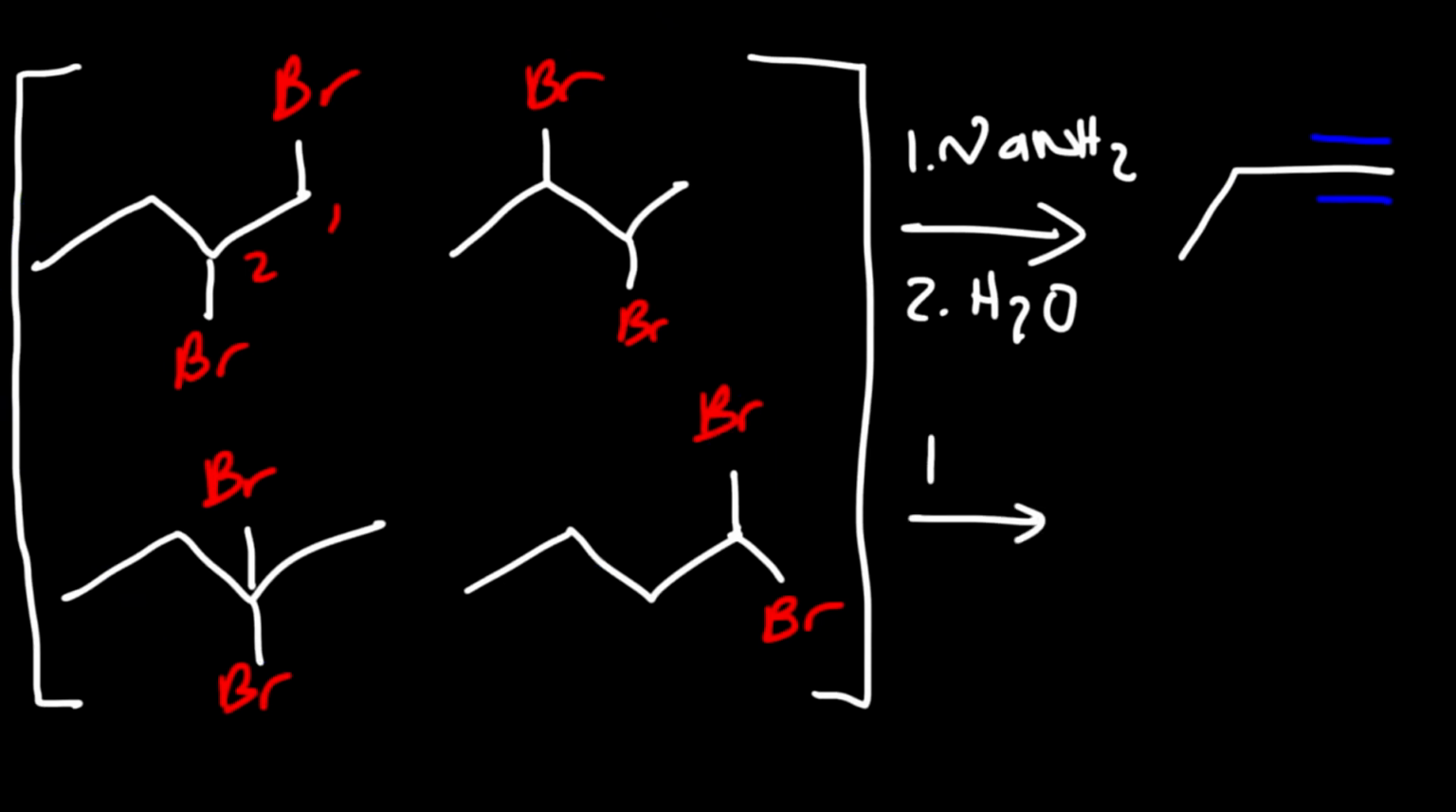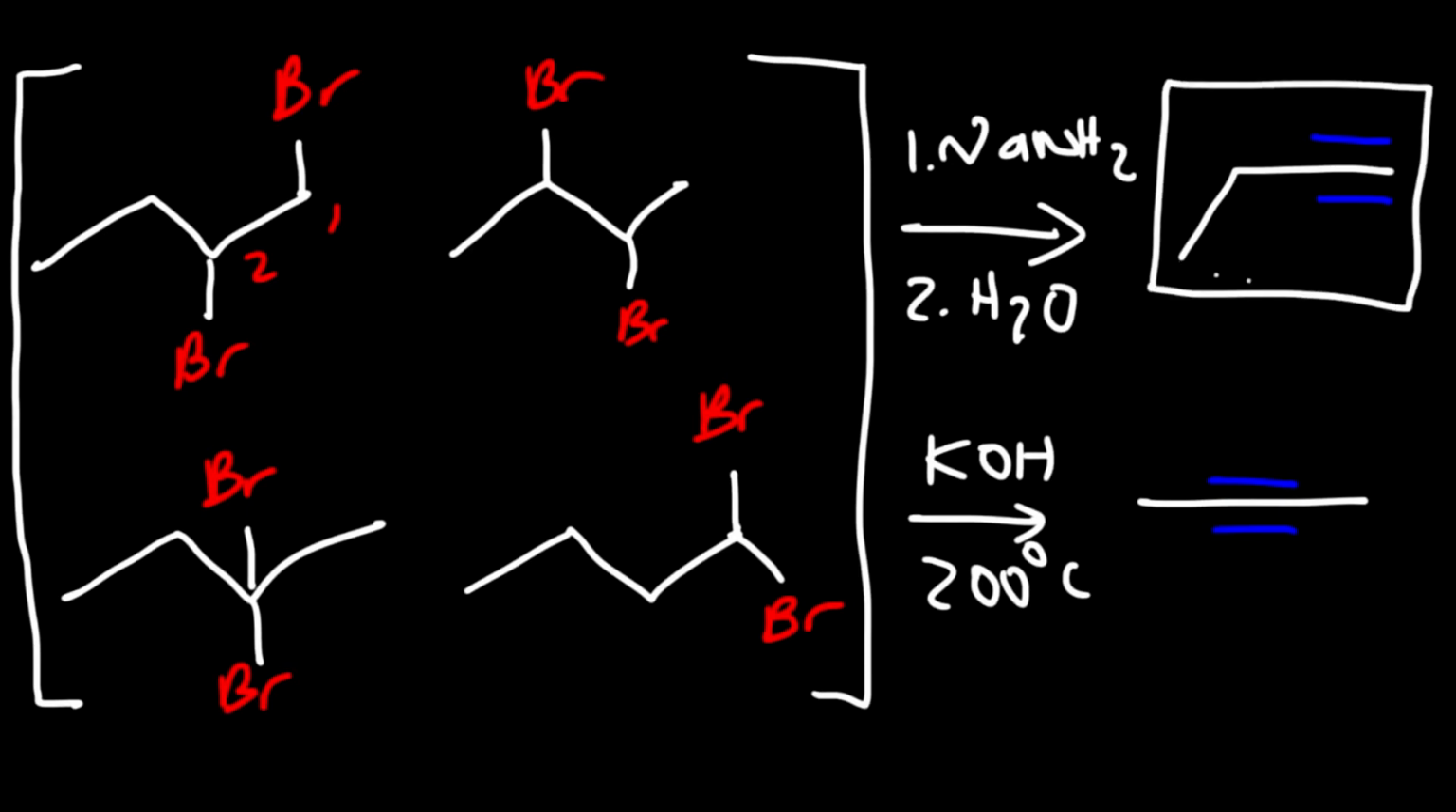Now, if we use potassium hydroxide at high temperatures with any one of these dihalides, we're going to get the internal alkyne. So just as long as you understand that the end result for sodium amide will be the terminal alkyne and the end result with KOH at high temperatures will be the internal alkyne, then you should be okay with these problems. Now let's work on a mechanism problem.